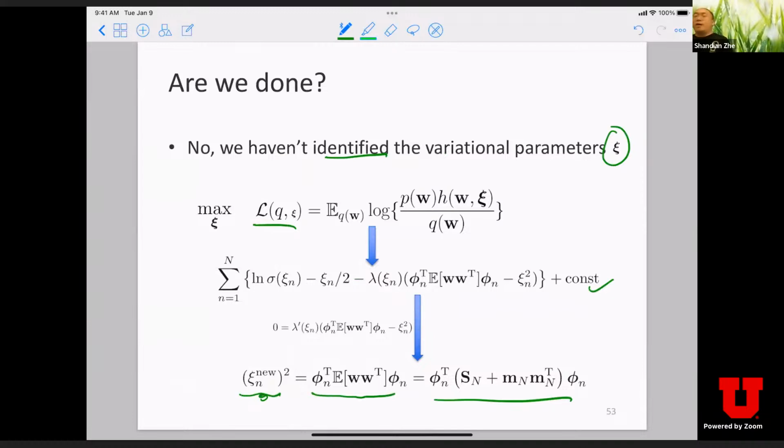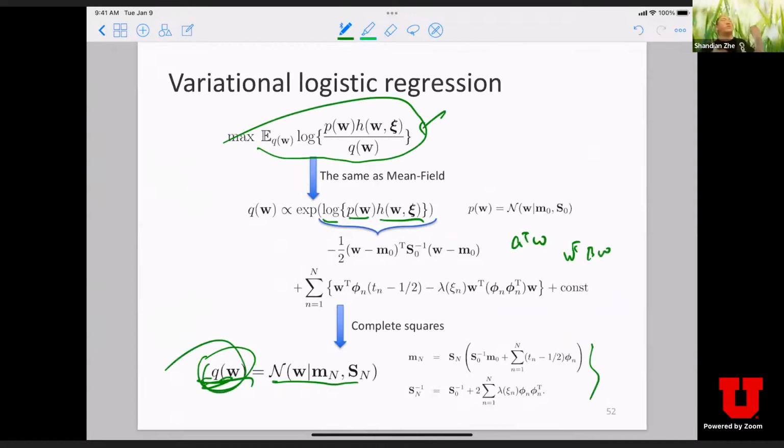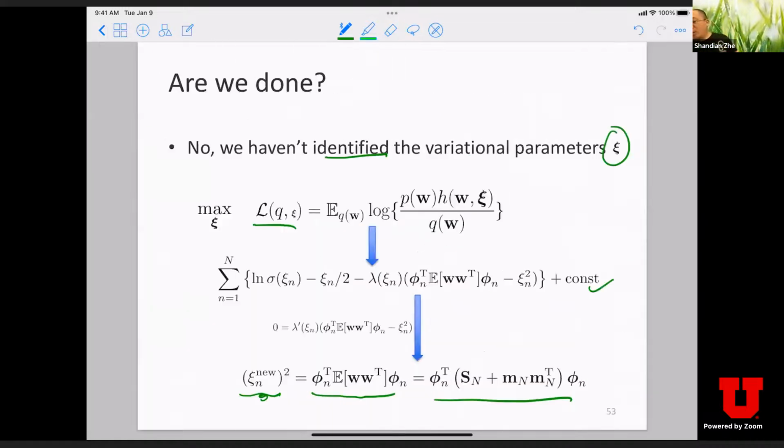So now these two steps give us an alternating update procedure. Given the current C, I use this Gaussian form to get my optimal Q of W. Then I fix Q of W, and I can obtain my optimal variational parameters C to maximize the new evidence lower bound. Then I fix my C and update my Q of W, and then I fix my Q of W and update my C. So we just do these cycling updates. Does this make sense?